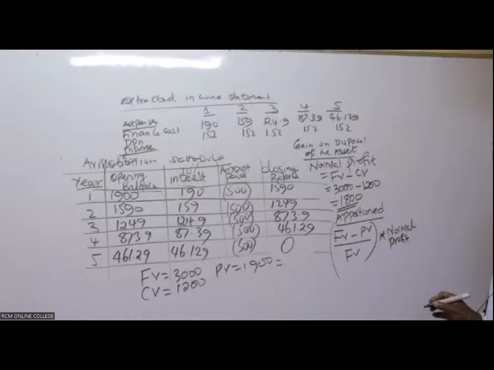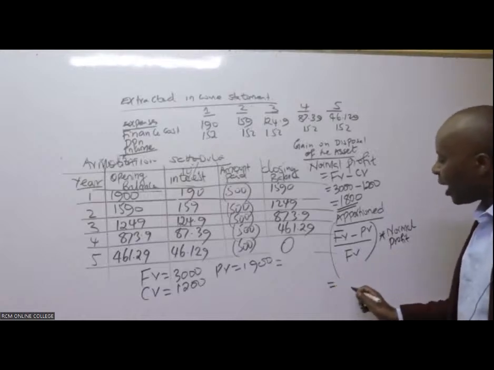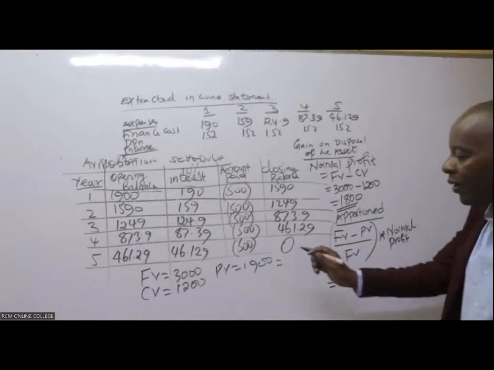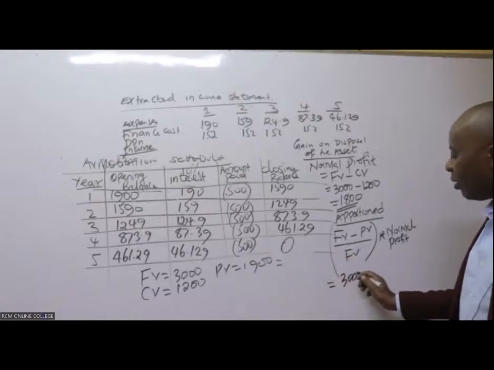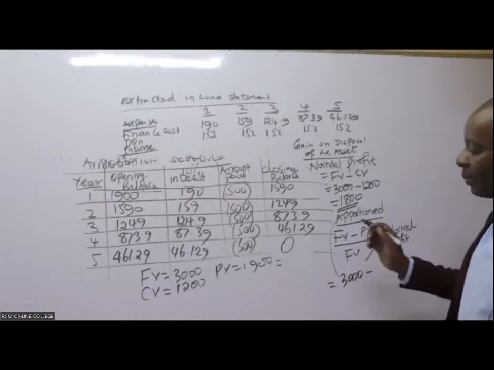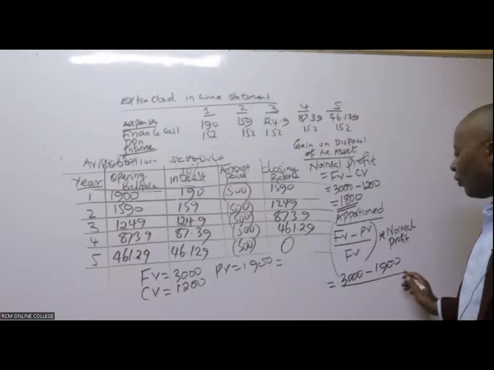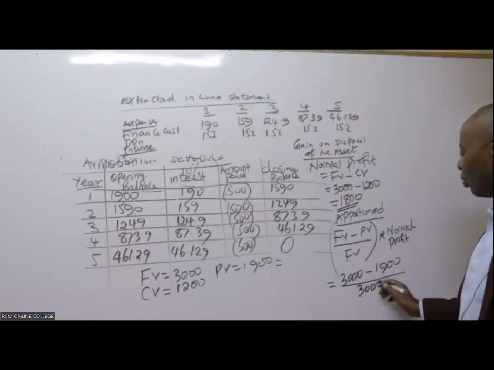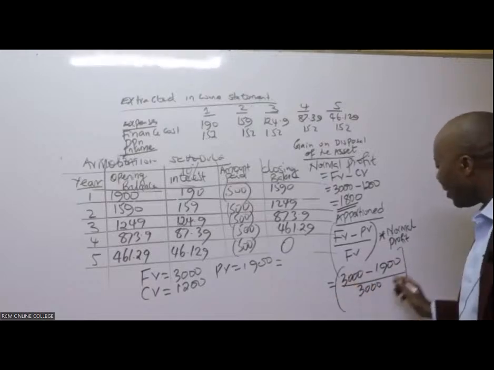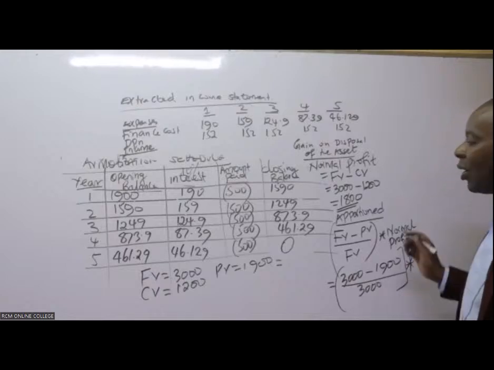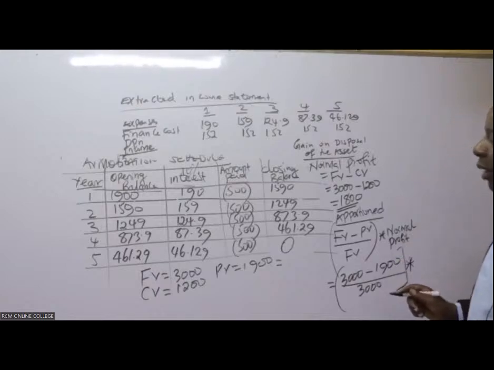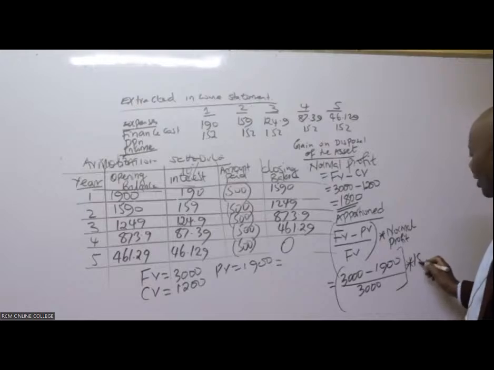So the very first step: our fair value is 3,000 minus our present value, which is 1,900, all over fair value again, which is 3,000. Whatever we get here, we shall multiply with our normal profit, which we got up here as 1,800.